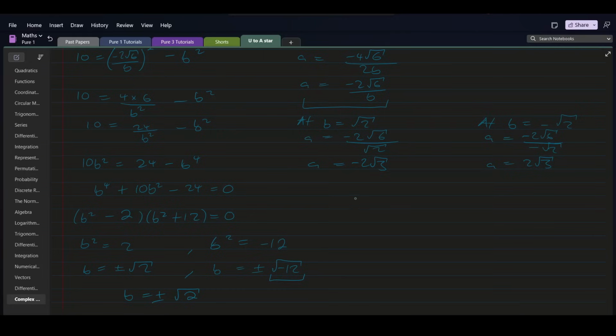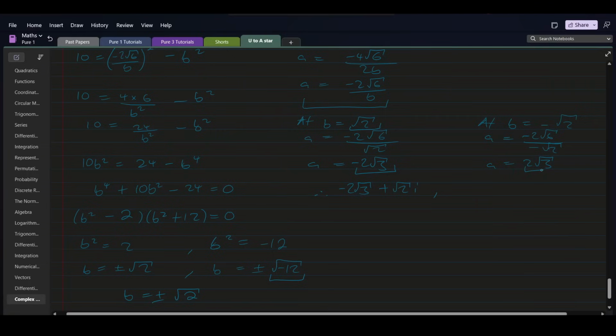And we can conclude that our two square roots are, here our a is -2 root 3 and our b is root 2, so that's -2 root 3 plus root 2i, and then here our a is 2 root 3 and our b is -root 2, so 2 root 3 minus root 2i. These are the two square roots of u, and this is our final answer.